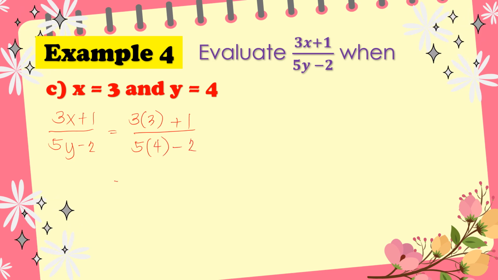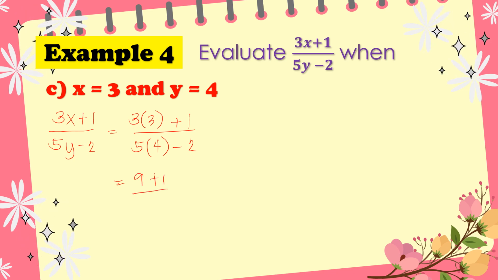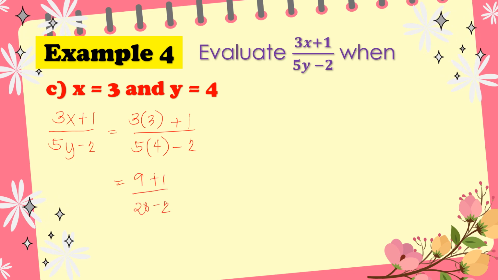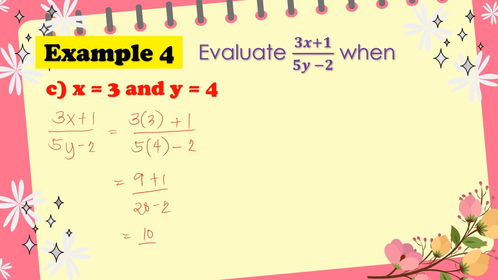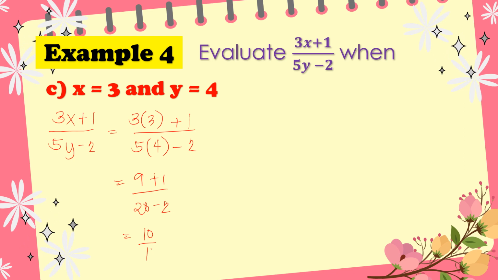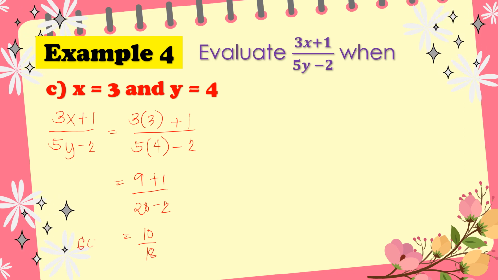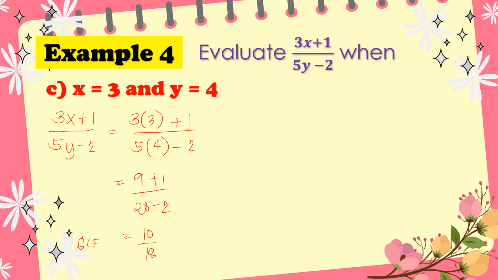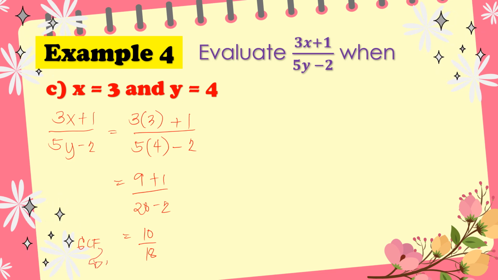And then, isimplify natin. 3 times 3, we have 9 plus 1. 5 times 4, we have 20 minus 2. And then, 9 plus 1, we have 10. And then, 20 minus 2 is 18. So, meron silang common factor. So, ano yung greatest common factor ng dalawang number na yan? With 10 and 18. Ang GCF nila is 2.